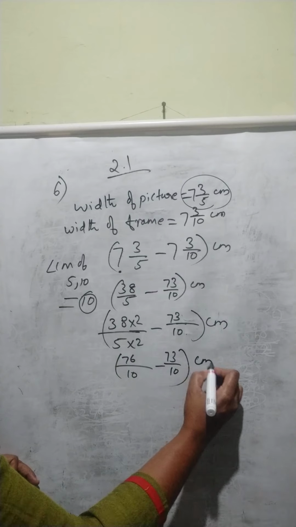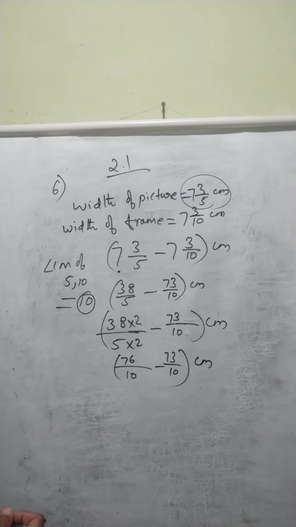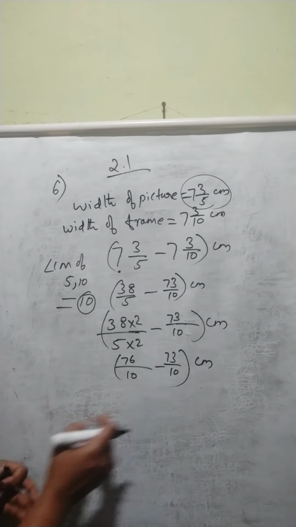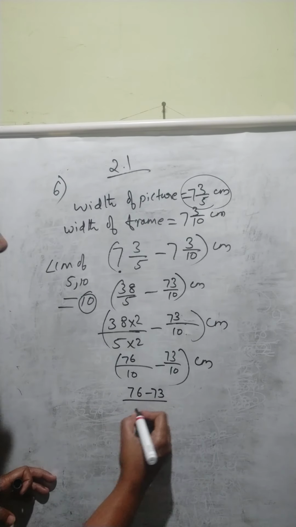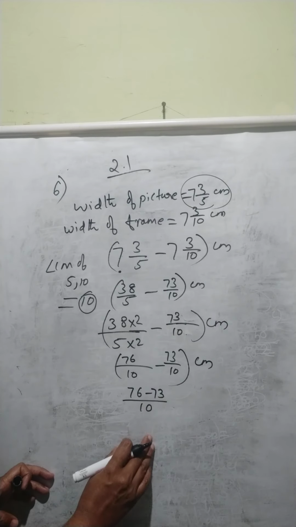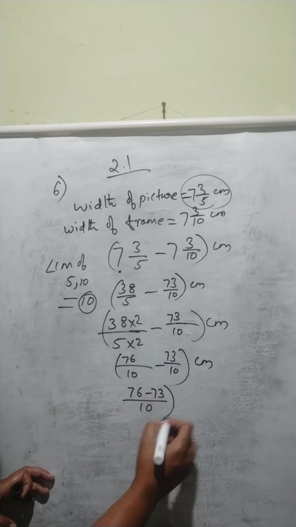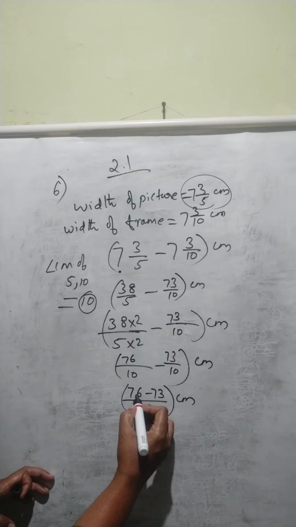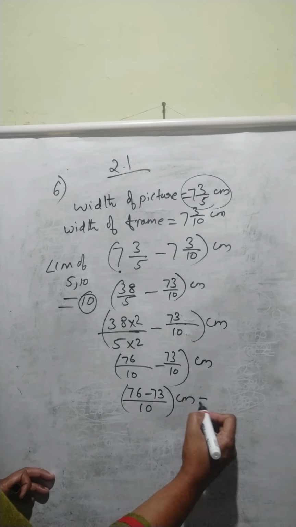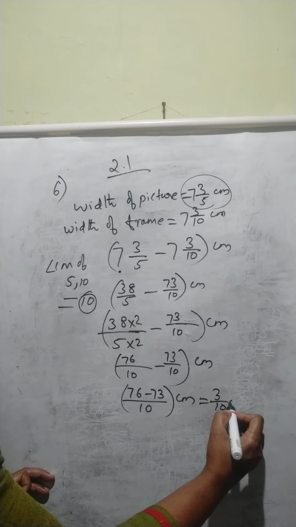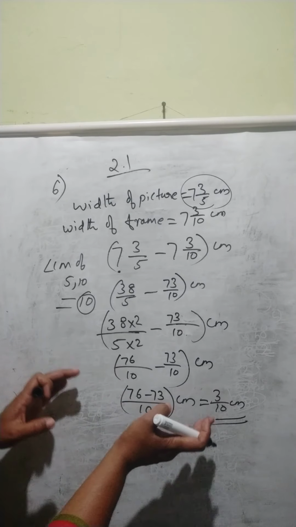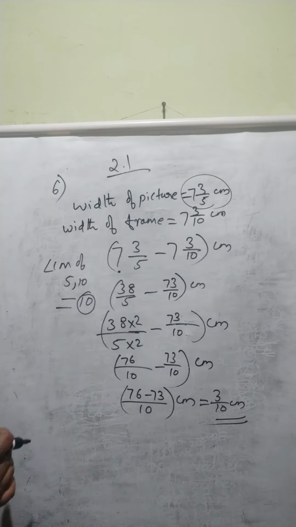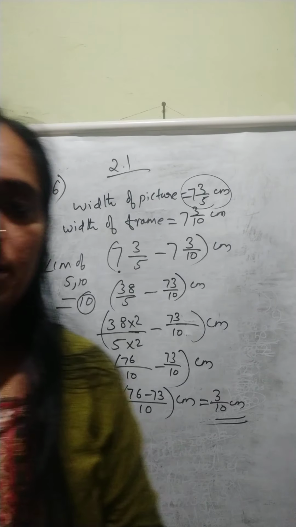That much centimeter. So here we got the same denominators, that is like fractions. So now we have to subtract only the numerators and write the denominator. Don't forget to write the denominator, that is very important. So 76 minus 73 is 3, so 3/10. So we have to cut 3/10 centimeter. Our picture should be trimmed by 3/10 centimeter. Is it clear?